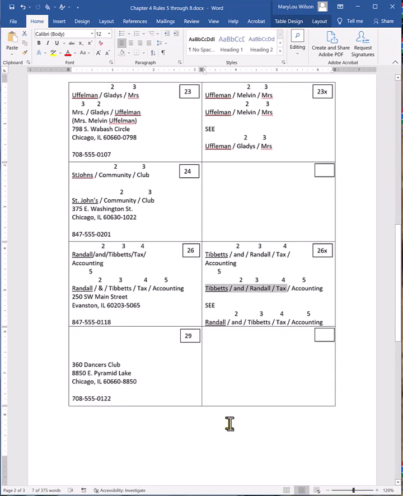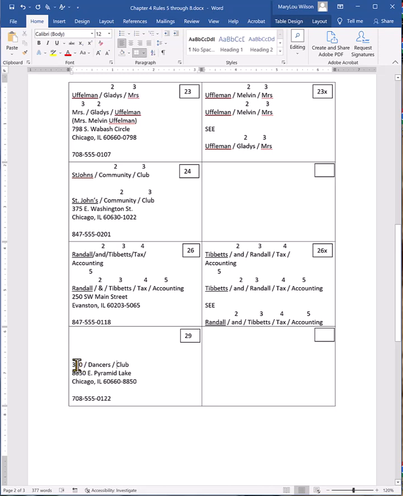Okay, next one. This is a new rule or a new category of rules. This is businesses, rule number 7, business names that include numbers. And we've got 360 Dancers Club. So we've got this 360 in here as an actual unit in a business name. So what we're going to do is leave that number where it is. We're not going to change it. We're not going to move it. We're going to go ahead and put our slashes in.